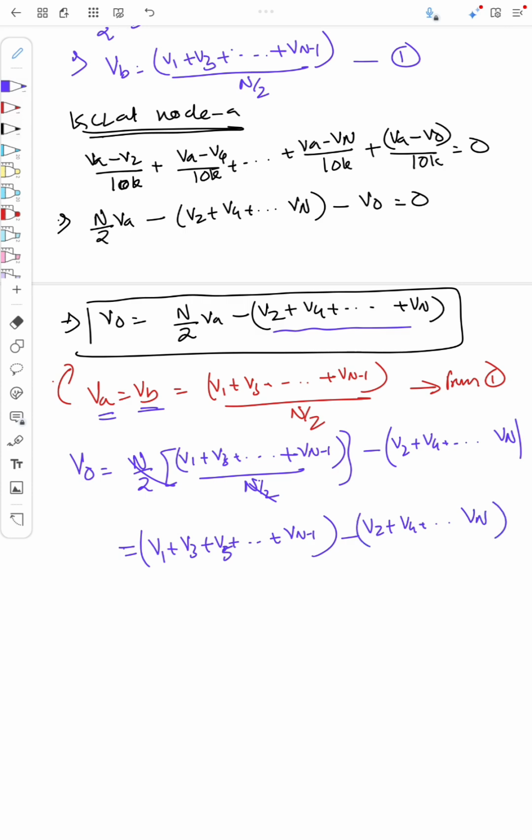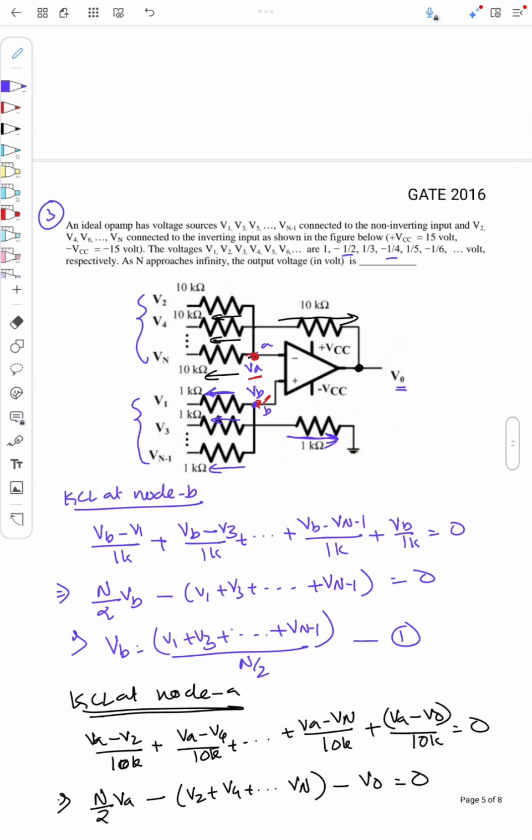Vn. Now the given values are V1 is 1, V2 is minus 1 by 2, V3 is 1 by 3, etc.